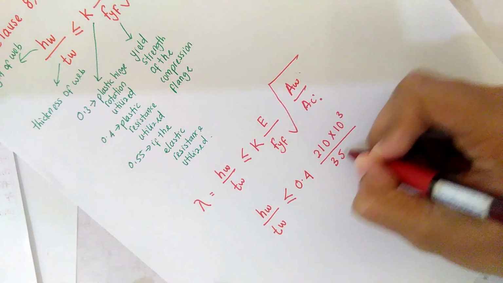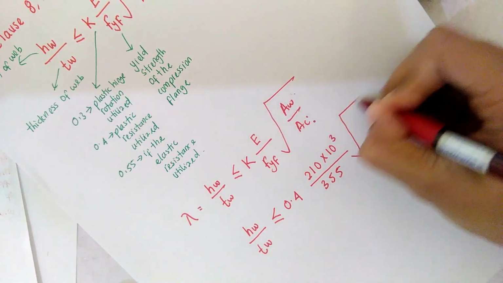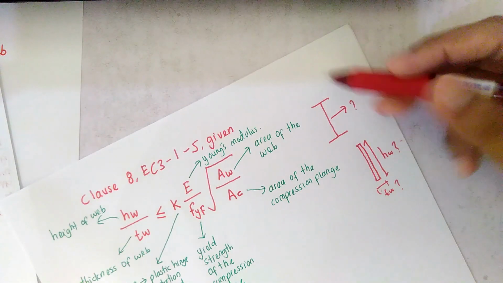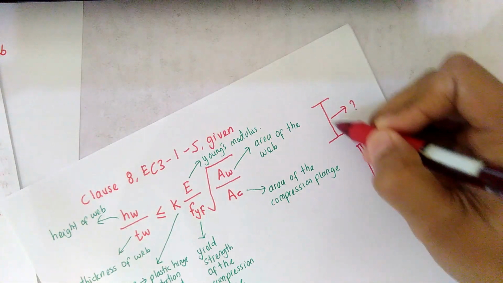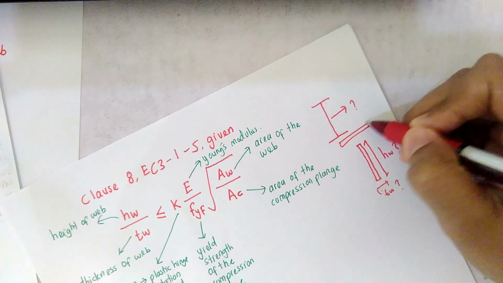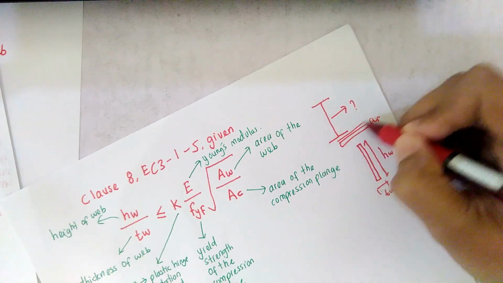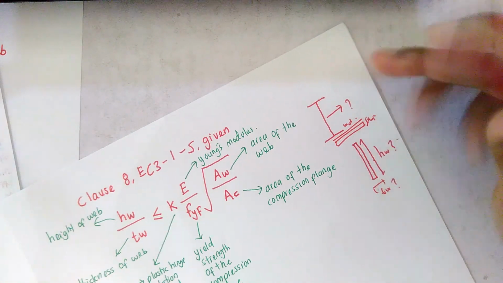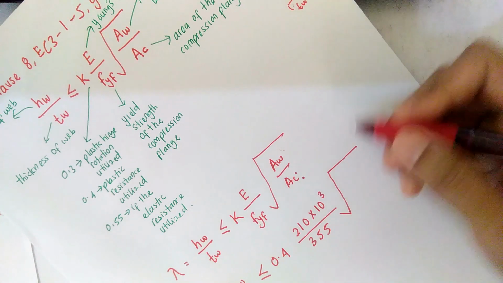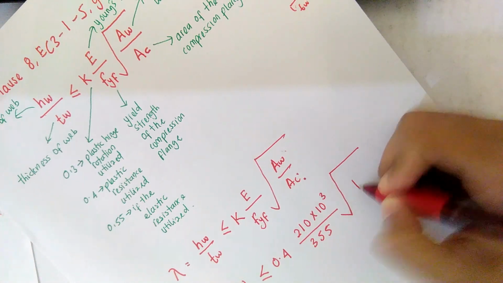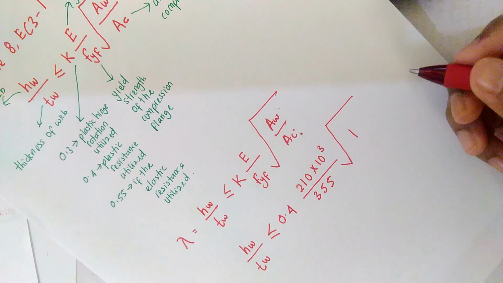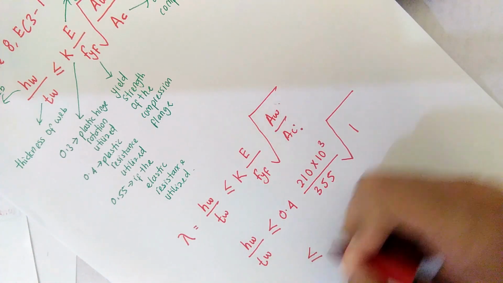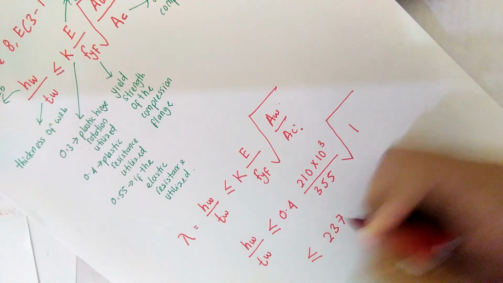So it is 355. And then here is the square root of AW over AC. As I said earlier, you can assume that the area of the flange, which is the thickness of the flange and the width of the flange, is similar to the area of your web. Because you are assuming it is similar, it becomes 1. Once it becomes 1, when you calculate it, you get 237.